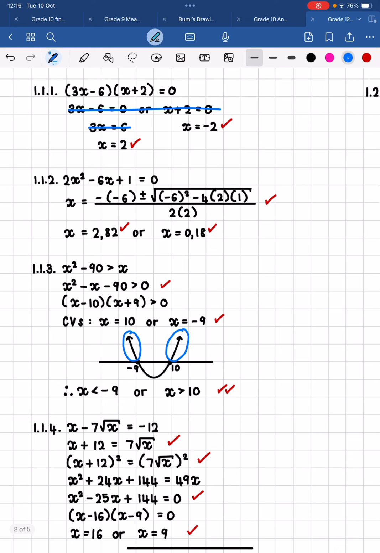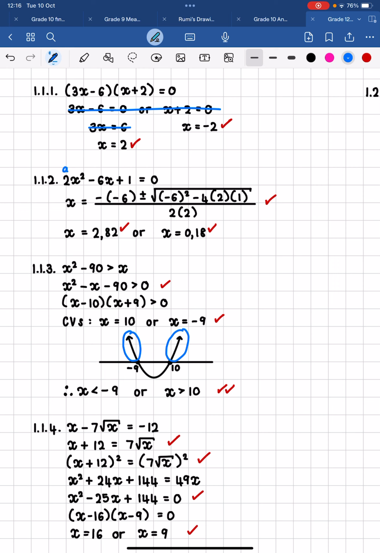Right, 1.1.2. Guys, as soon as you see that instruction, correct to 2 decimal places, you don't even think twice, you go straight to the quadratic formula. Okay, they won't tell you that if you are not meant to be using the quadratic formula. Alright, so the quadratic formula you get a mark for. Obviously you get it on the formula sheet, right? So you shouldn't be making mistakes with the actual substitution here.